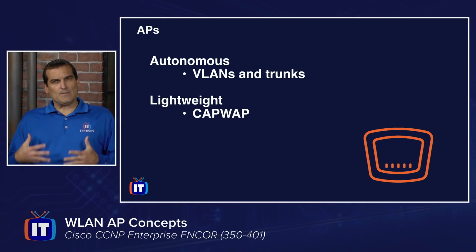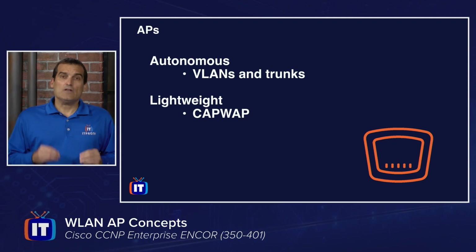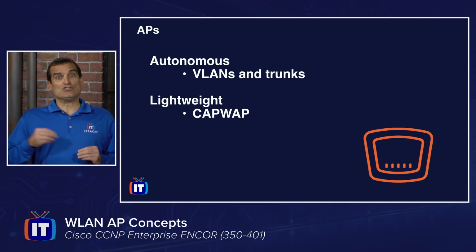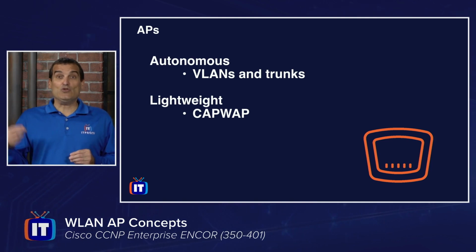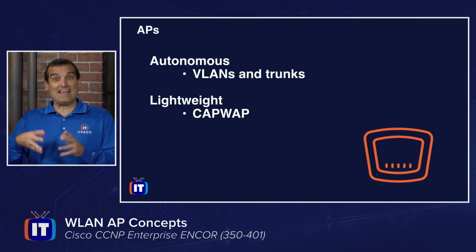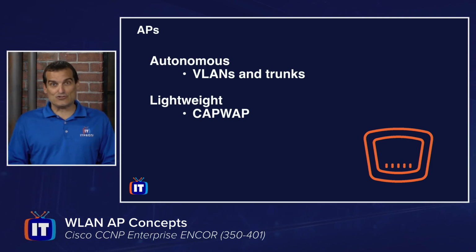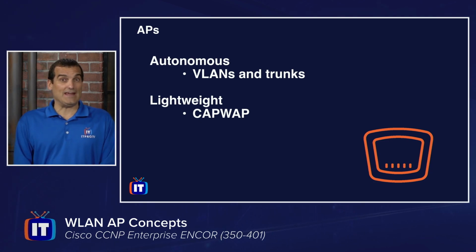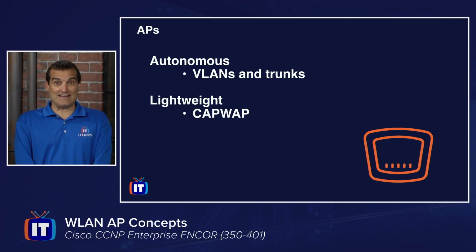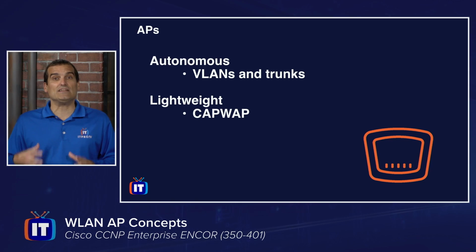Now, when we're talking about your autonomous AP, note that it's going to connect to your layer 2 infrastructure using a trunk, and its SSIDs are going to be associated with VLANs. So you are trunking them over to the connected switch. Interestingly, with lightweight APs, you are connecting via an access port. You're not trunking, and the intelligence is delivered through a tunnel. And we need you to know that it's the CAPWAP tunnel.